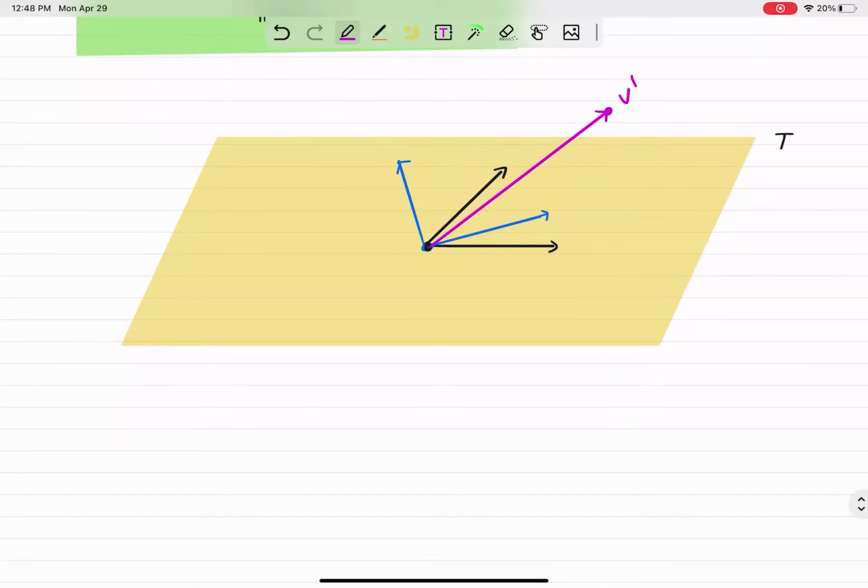Let's say this is my vector v1. I'm drawing it in an exaggerated way because v1 is also a unit vector, so it has to be small. But I want it to go out to make sure that it's like a 3D vector.